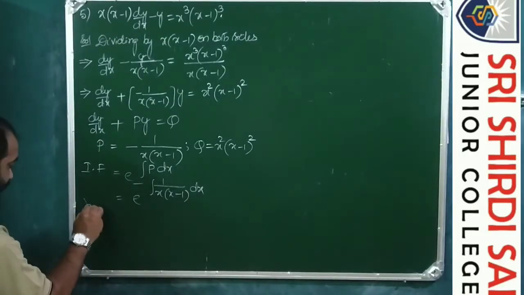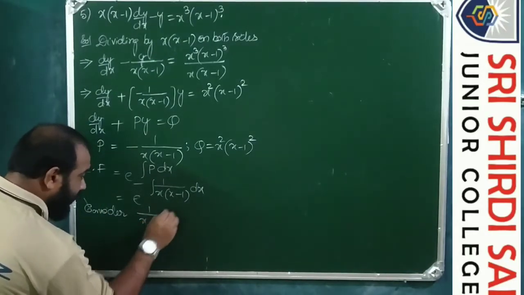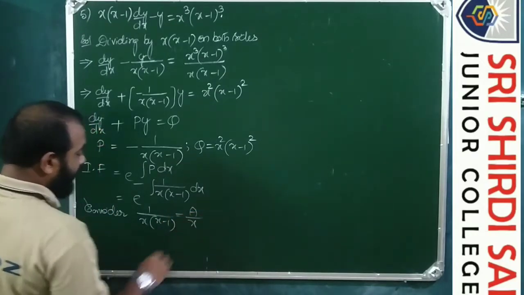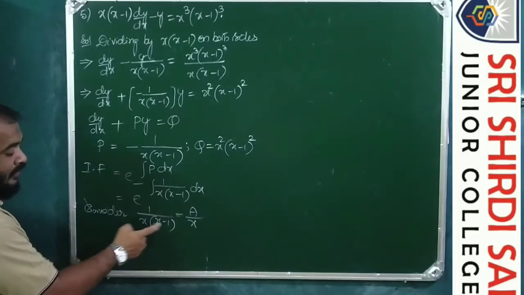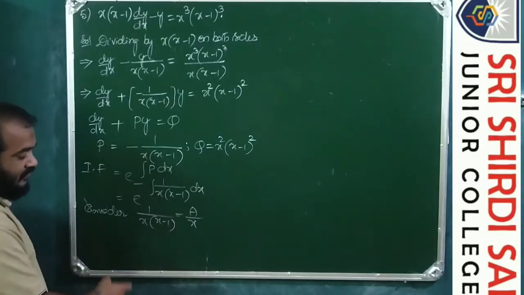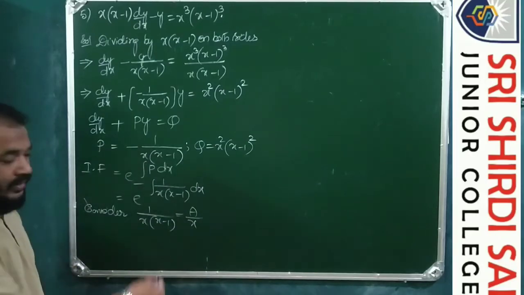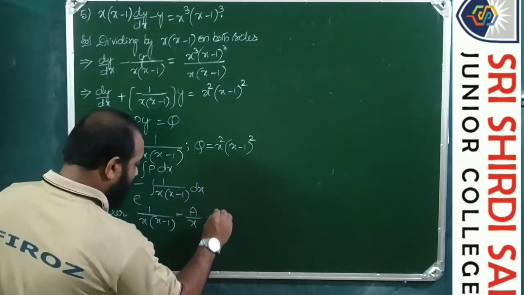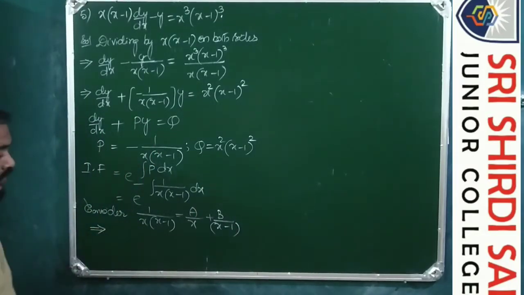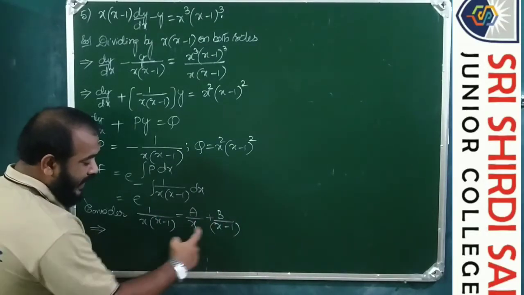So consider 1 by x into (x minus 1). This can be written as a by x, because here the denominator contains non-repeated linear factors. So there are two non-repeated linear factors, and two constants are to be taken. So a by x plus b by (x minus 1). So this is equal to, on finding the LCM, a into (x minus 1) plus b into x, by x into (x minus 1).